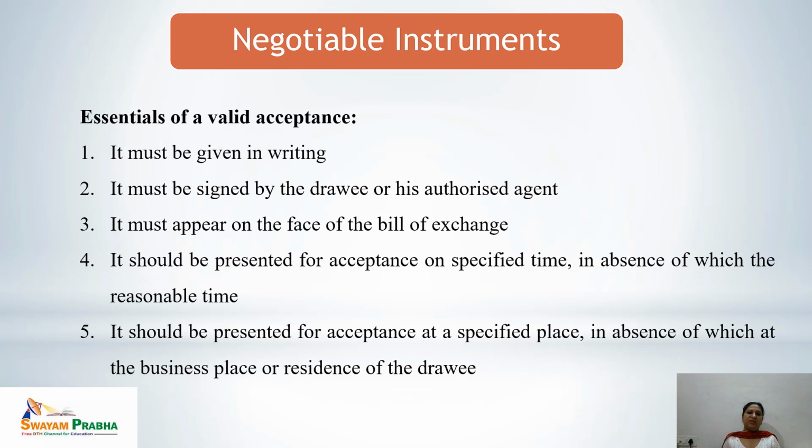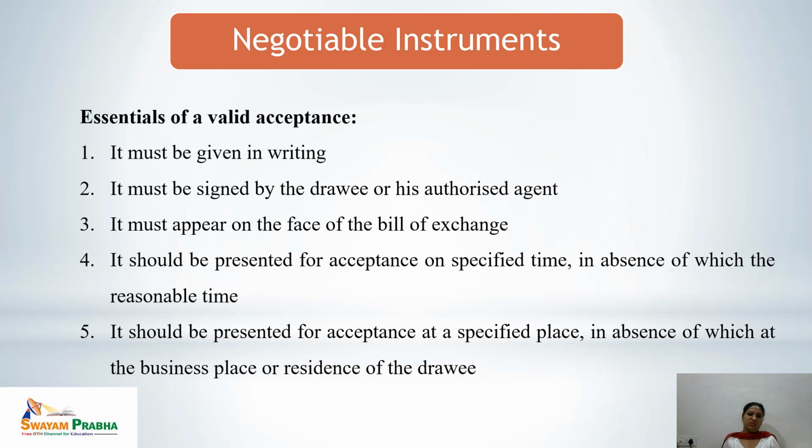So when can we say that it is a valid acceptance? First, the acceptance must be given in writing. If it is a verbal acceptance, it cannot be considered a valid one. It must be signed by the drawee or his authorized agent. That sign must be of the drawee or of his authorized agent, and the signature must appear on the face of the bill of exchange.